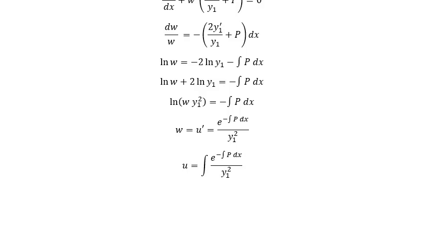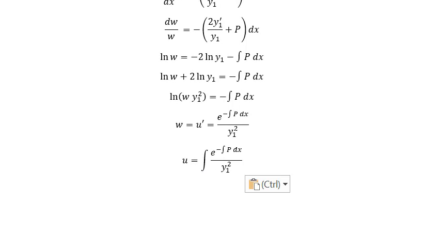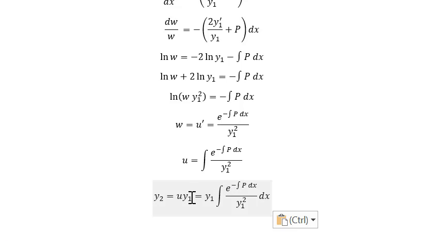And then finally, remember that the whole reason for finding this is to multiply this by y1 so that we can have your y2, your second solution. So this is our original substitution. Our y2 is equal to u times y1, which is y1 times u, and u is that expression that we just found, which is this big messy integral.